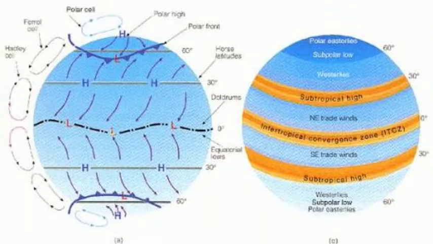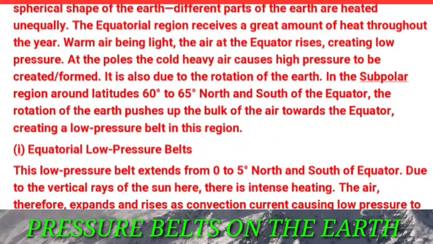At the poles, the cold, heavy air causes high pressure. It is also due to the rotation of the earth. In the subpolar region, around latitudes 60 degrees to 65 degrees north and south of the equator, the rotation of the earth pushes up the bulk of the air towards the equator, creating a low pressure belt in this region.